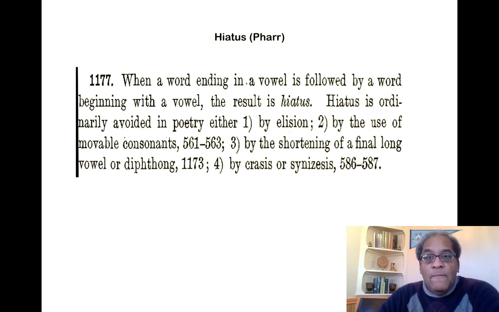Hiatus. Pharr expresses it this way: when a word ending in a vowel is followed by a word beginning with a vowel, the result is hiatus. Hiatus is ordinarily avoided in poetry either 1. by elision, 2. by the use of movable consonants, 3. by the shortening of a final long vowel or diphthong, and 4. by crasis or synizesis. The rest of this video will examine each of these options.